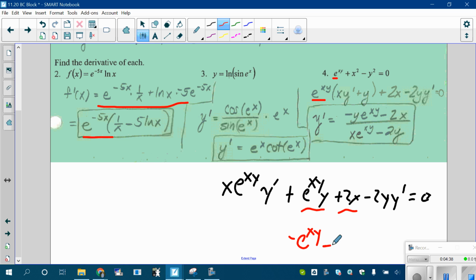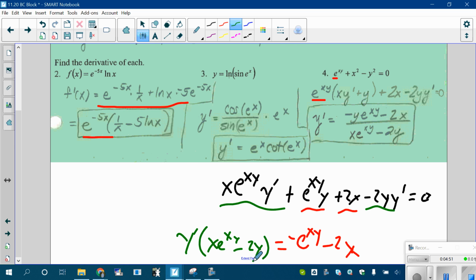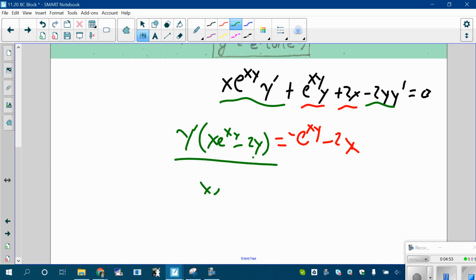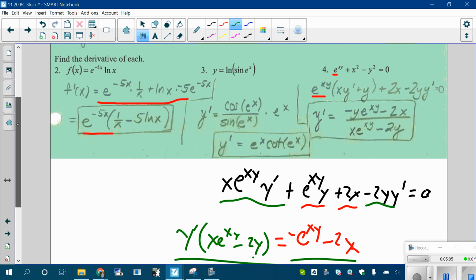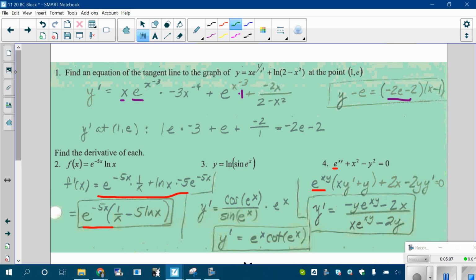Negative exy minus 2x over here, meaning we're left with these guys on the left side. I'm going to GCF out the y prime. I'm left with this. And then I'm just going to divide both sides by that. And that's my answer. A little implicit differentiation, don't forget that. Overall, doing derivatives of stuff with e to powers is not bad at all. Okay? Let's move forward.